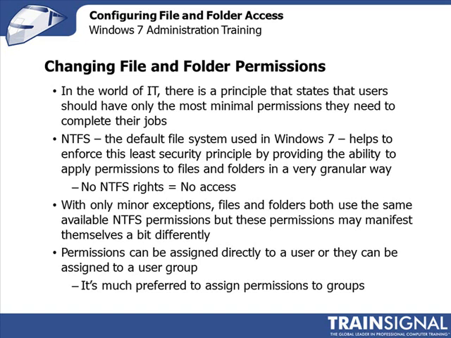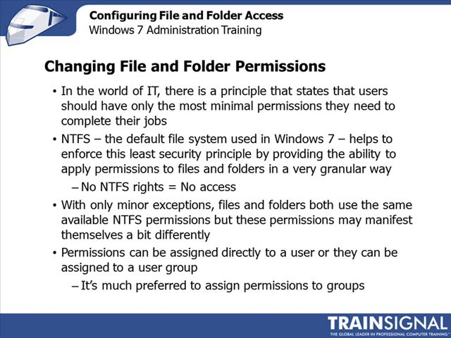NTFS, which is the default file system used in Windows 7, helps to enforce this least privilege principle by providing the ability to apply permissions to files and folders in a very granular way. So you can assign to an individual file or to an individual folder only the absolutely minimal rights that are necessary for a user to do his or her job. If you assign no NTFS rights to a user, that user has no rights to that resource. And that's a great thing. Basically, this is sort of a rights of elimination. If you don't have any rights, you can't use the resource. And that's a good thing from a security perspective.